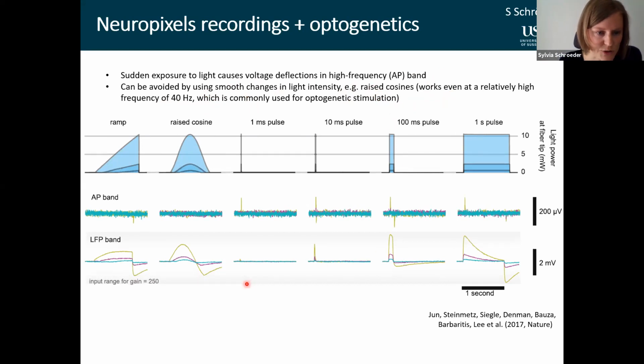And here's some data to show this. Here are the different ways of switching on the light. So here is a ramp that suddenly stops, or these raised cosines that I mentioned before, or pulses. And here you can see what happens at the same time on the probe, in the voltage signal. So for these sudden changes, you have artifacts in the high frequency band right here, but you don't have any artifacts for these smoother signals, like a raised cosine.